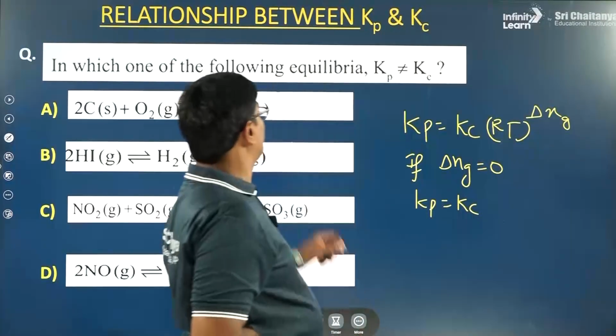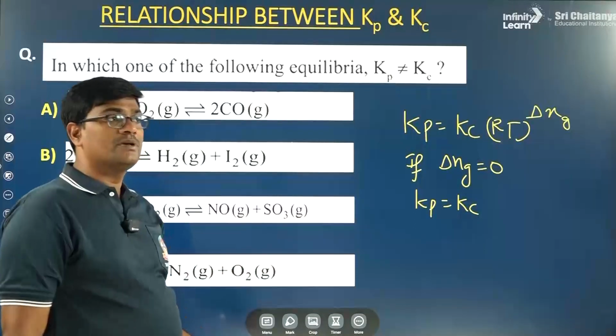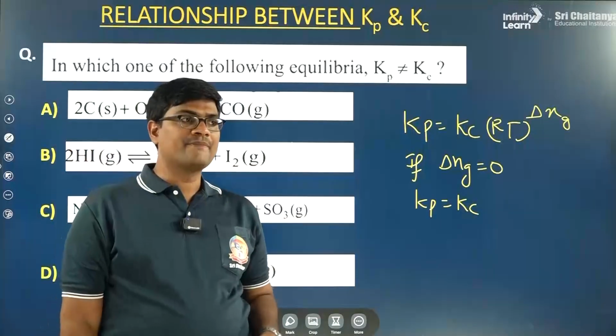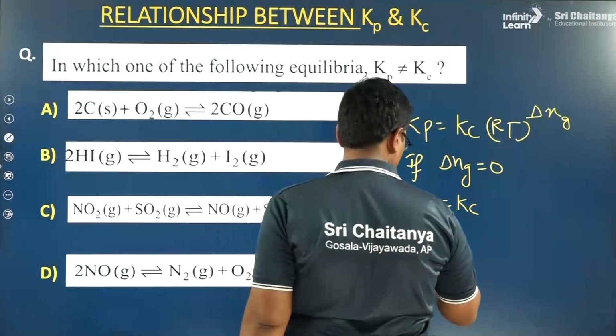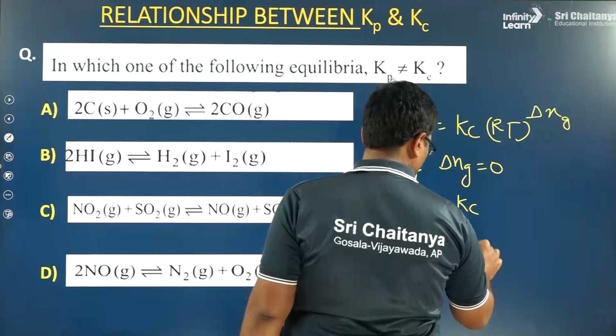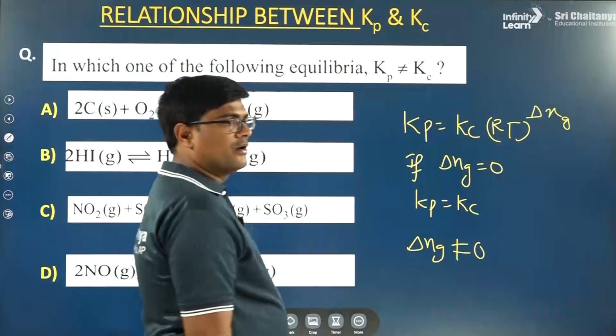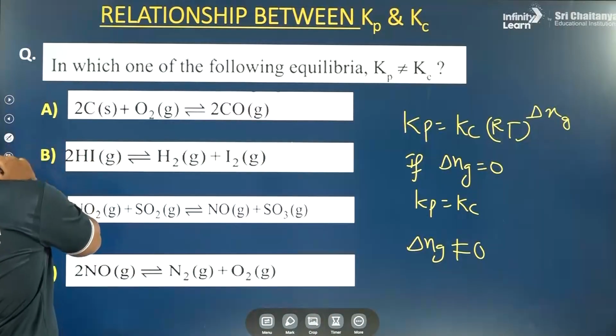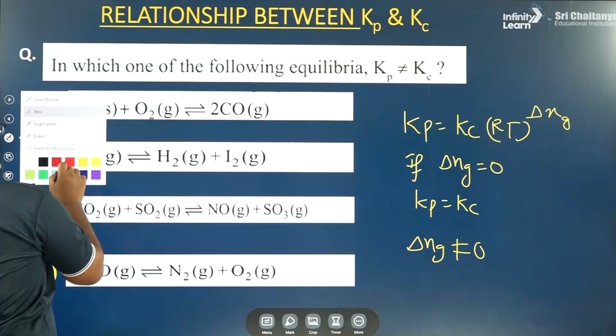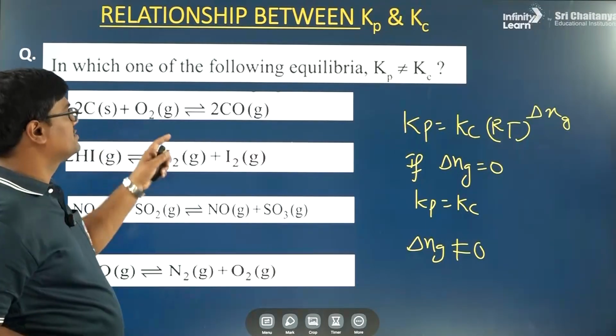But they are not asking when Kp should be equal to Kc. Kp should not be equal to Kc. That means here delta Ng should not be equal to 0. Now let's see the options we have. Look at the first option. In the first option, what is delta Ng?